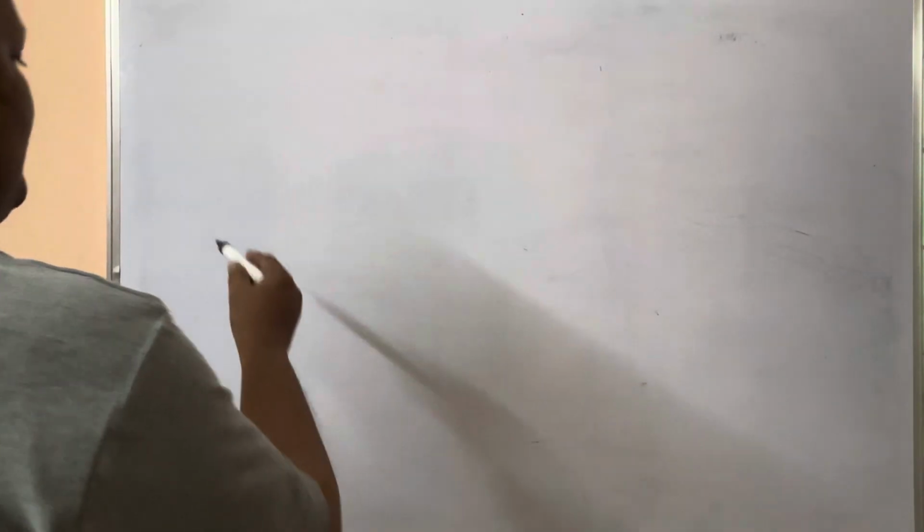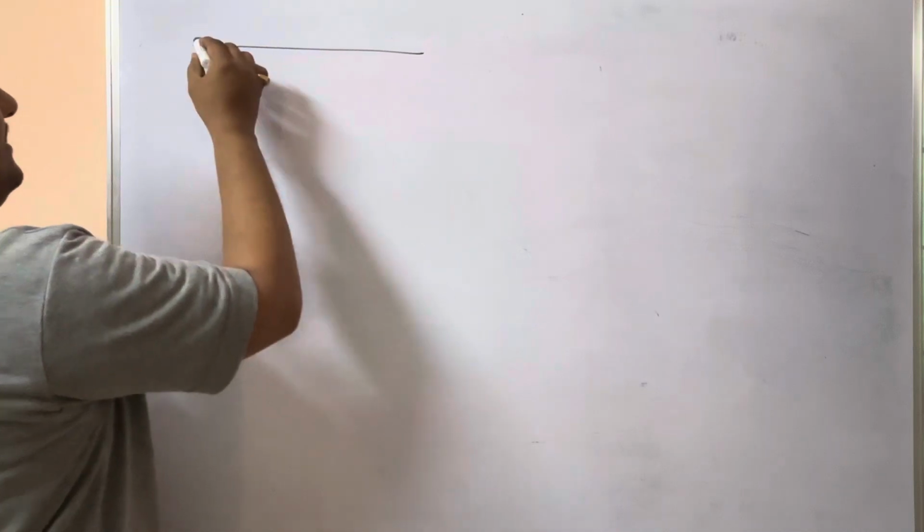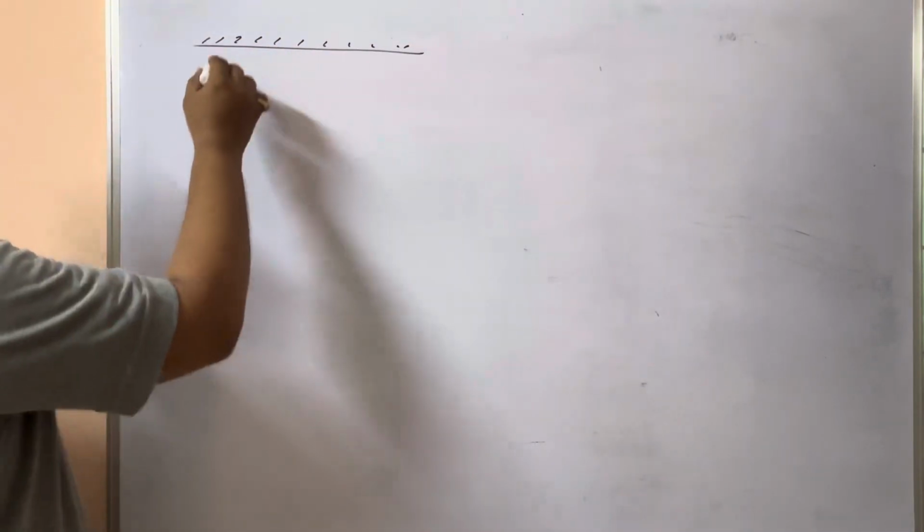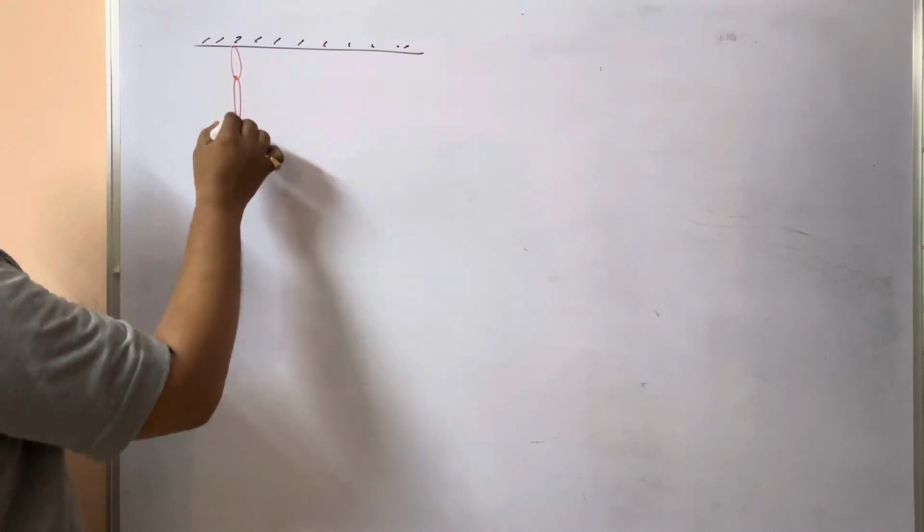Next one: the same chain, if they are hanging like this. So this is a horizontal surface, and you are taking the chain like this.